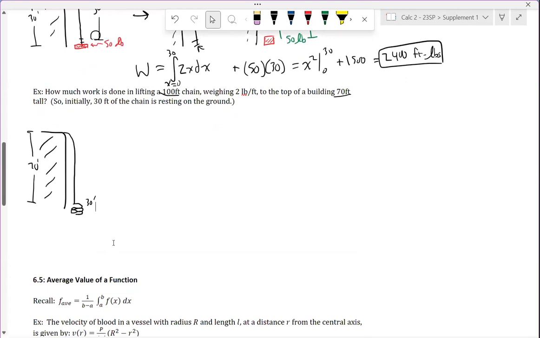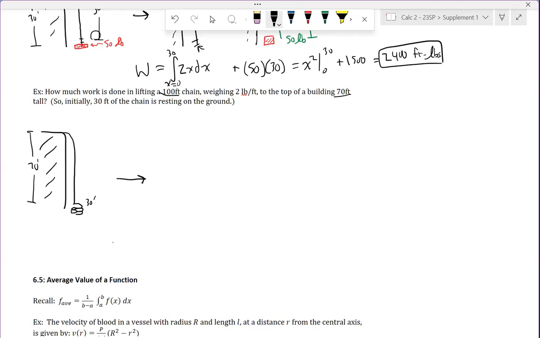This one, though, I note that for the first 30 feet, every foot of chain that I pull onto the roof, I just pull another foot of chain off of the ground. So it's like a constant force pulling against me for that first 30 feet. But then after that, it starts to get easier. Again, I might try to wrap this under a single integral, but I actually think that it's easier to, again, break it into two problems.